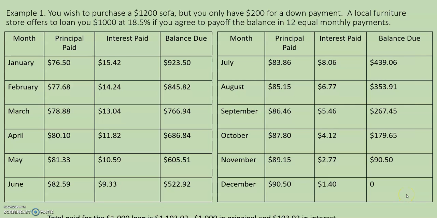Total paid for the $1,000 loan is $1,103.02: $1,000 in principal and $103.02 in interest.